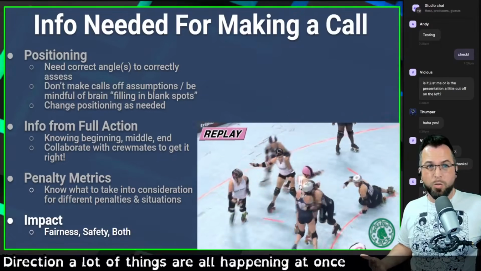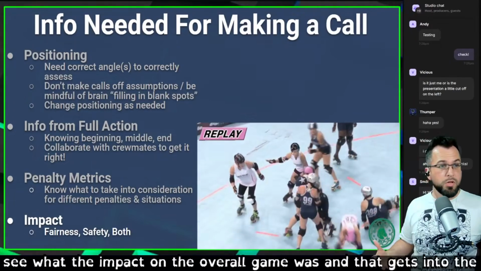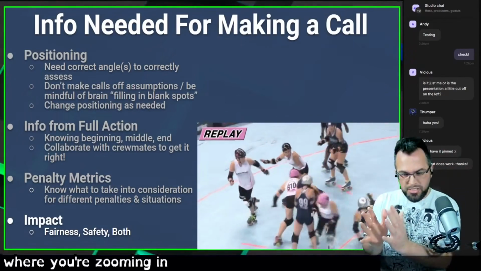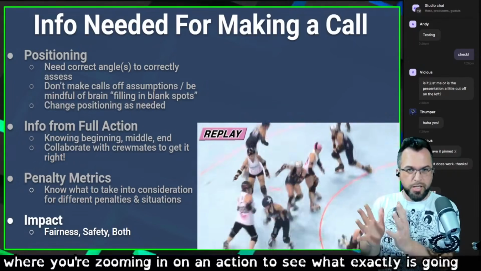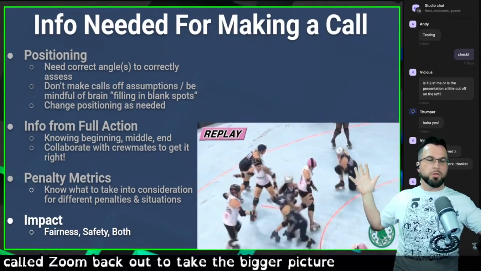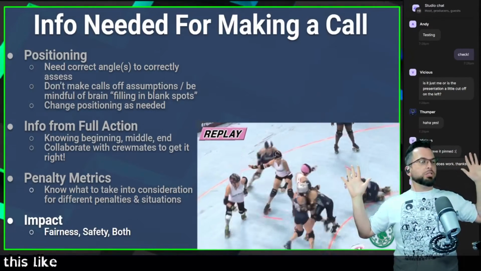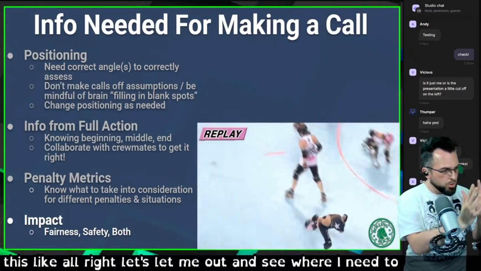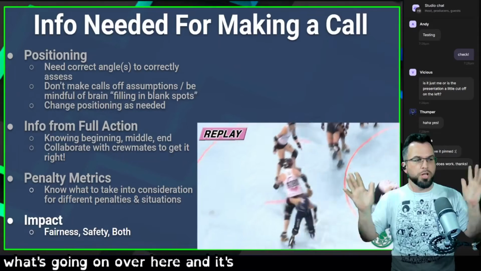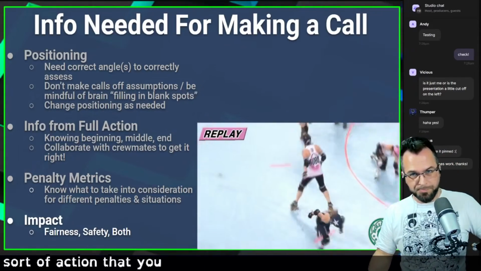It's important to see what the impact on the overall game was, and that gets into the accordion view. I think I might have mentioned in a previous session where you're zooming in on an action to see what exactly is going on, and then once you can declare something should or shouldn't be called, zoom back out to take the bigger picture, to see the full action, to see anything else that's going on, and you get into this like, all right, let me zoom out and see where I need to triage next. What's going on over here? Okay, you zoom out, and then what's going on over here, and it's this accordion soft gaze focused look sort of action that you get into.